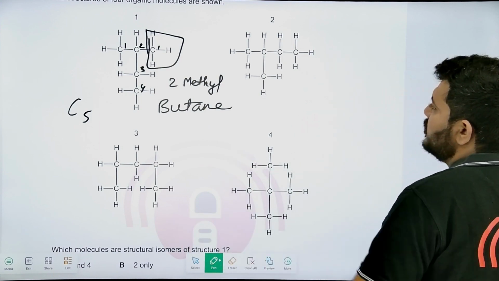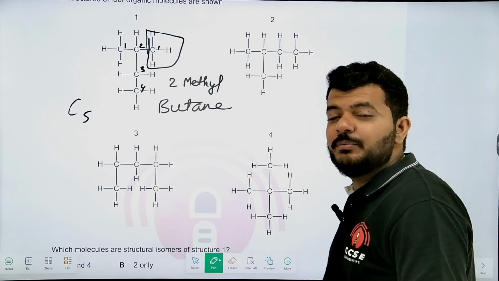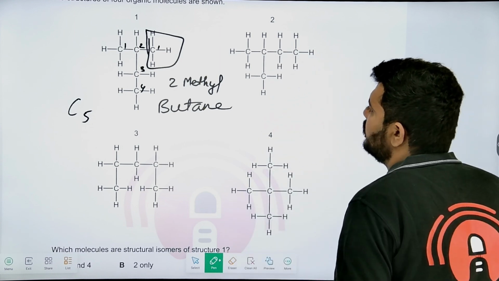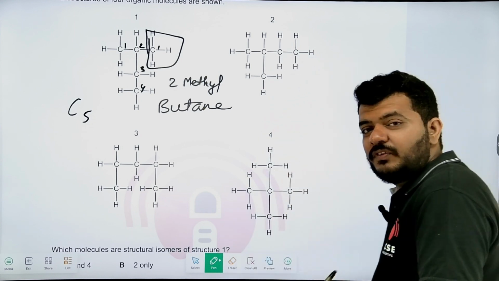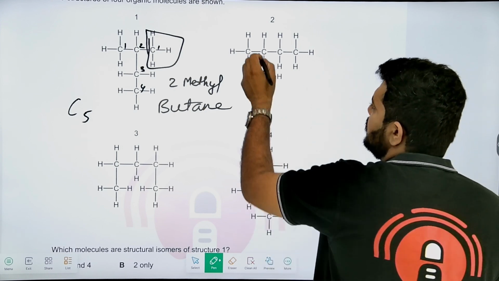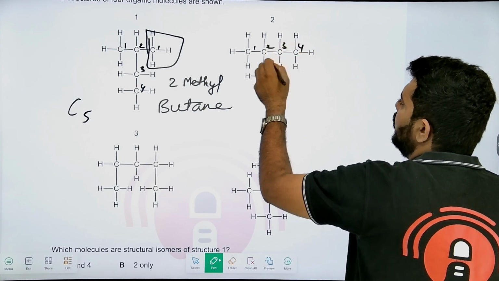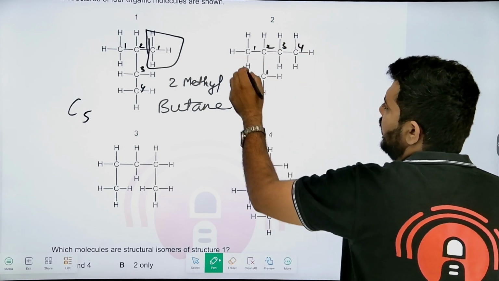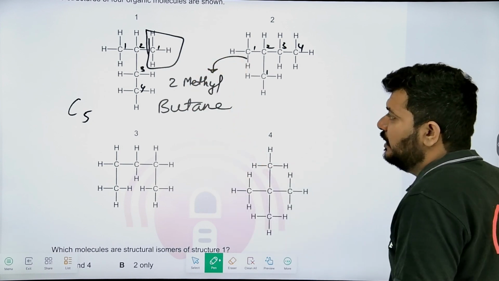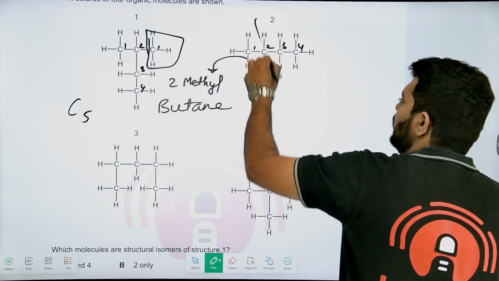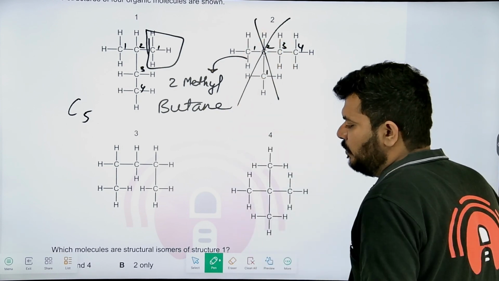Let's find out what is the name of this. If the name is the same, it is not an isomer. It has to have the same number of carbon but a different name, right? Different placing of branch. Here 1, 2, 3, 4. This is the longest chain. If you go from here, this is 1, 2, 3, 4. And this also in fact has the name 2-methyl butane. So it is not an isomer. It is actually exactly the same compound, right?